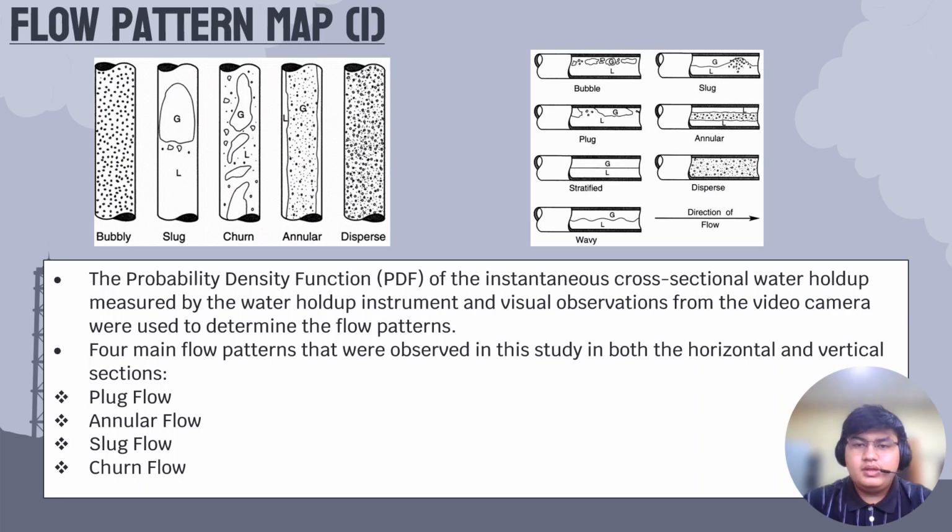The probability density function (PDF) of the instantaneous cross-sectional water holdup is measured by the water holdup instrument, and visual observation from the video camera was used to determine the flow patterns. Four main flow patterns were observed in the study in both the horizontal and vertical sections: plug flow, annular flow, slug flow, and churn flow.